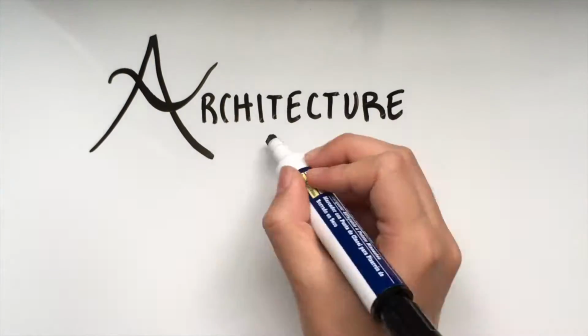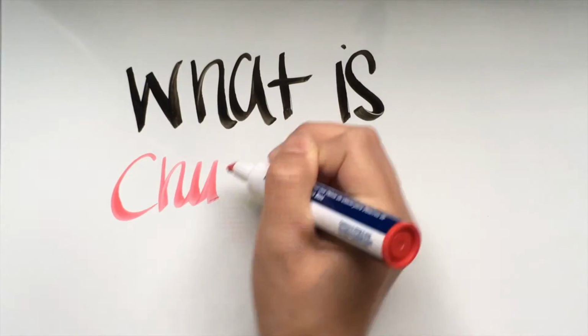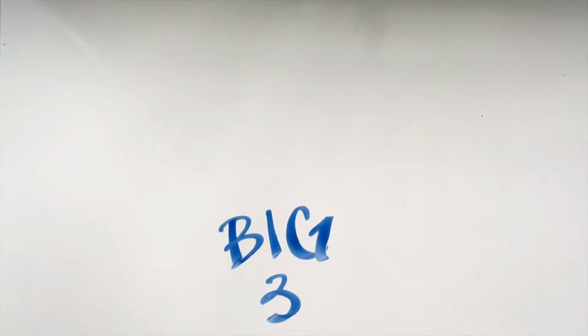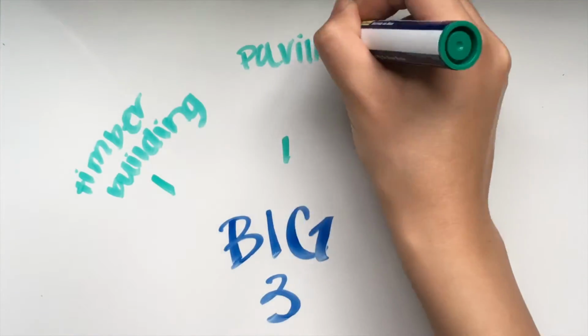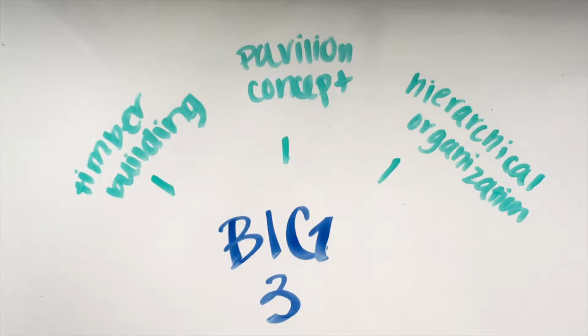Today, I will be discussing Chinese architecture in the Ming Dynasty. But first, what exactly is Chinese architecture? Throughout the span of many dynasties, new techniques have continued to be perfected, but there are a few main components of Chinese architecture: timber building, the Pavilion Concept, and Hierarchical Organization.